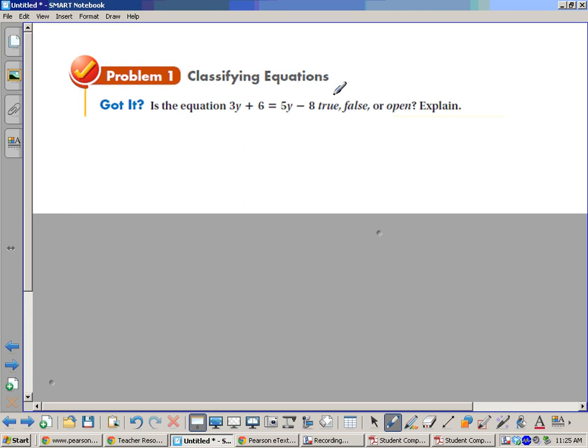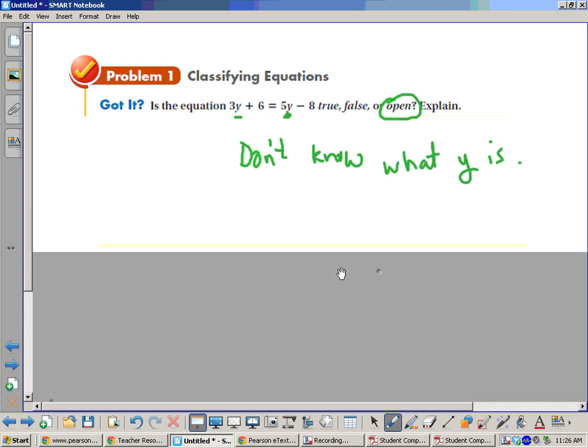So let's look at here. We're going to try to classify these as true, false, or open, meaning we don't know if they're going to be true or not. So in this example, we have 3y plus 6 equals 5y minus 8. Well, since we don't know what y is in the problem, we can't conclude whether this is true or false. So we're going to consider this one to be open because we don't know what y is. So since we don't know what y is going to be, we're going to leave it as an open-ended question.